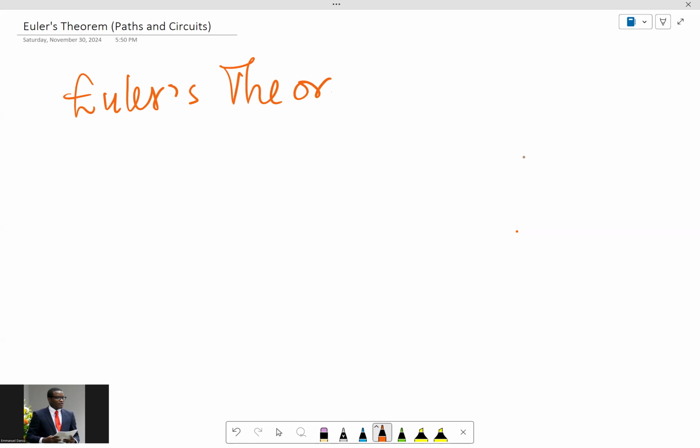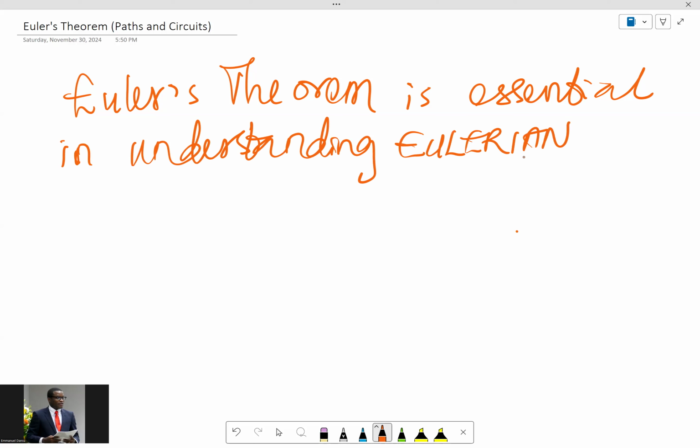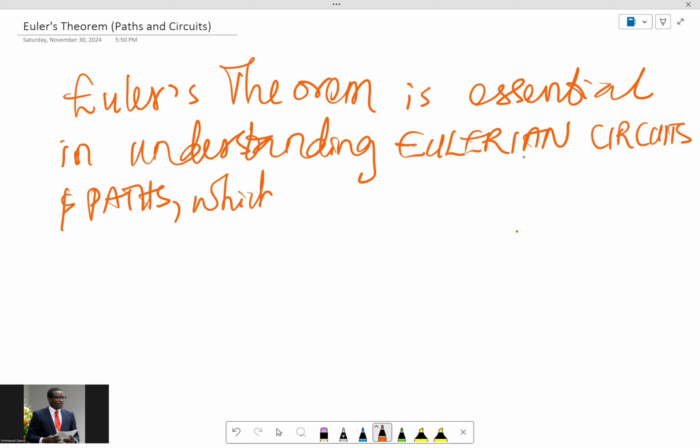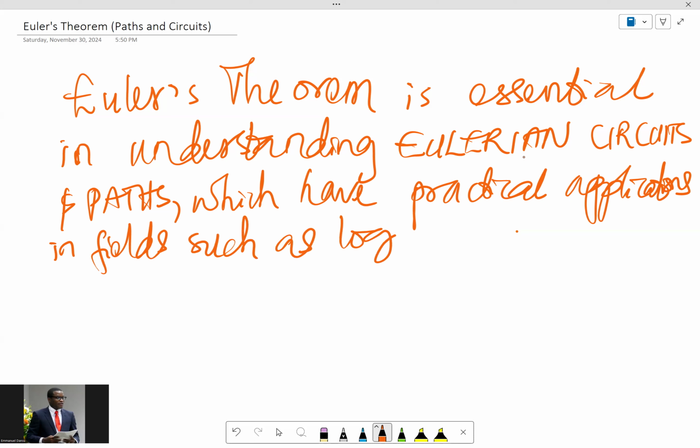Euler's theorem is essential in understanding what we call Eulerian paths and circuits, which have practical applications in fields such as logistics, network design, and circuit routing.